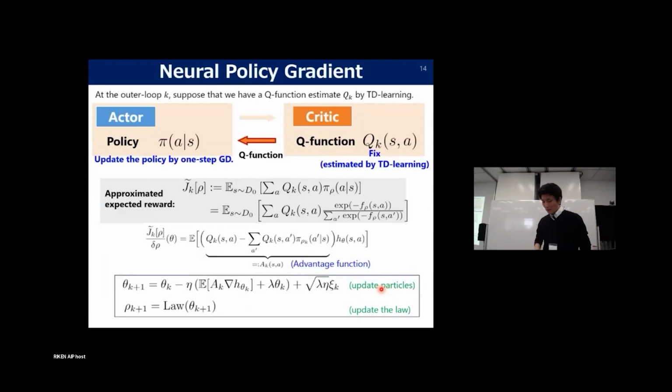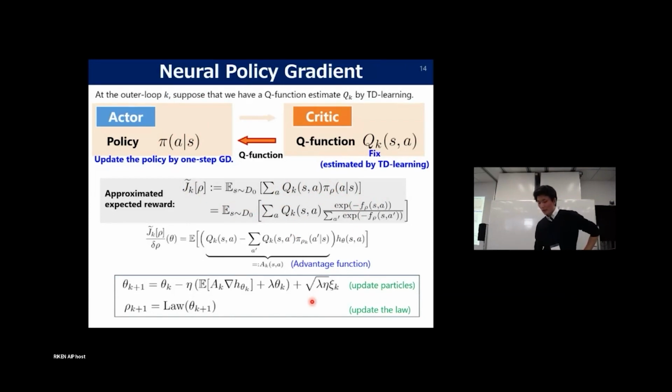Now we have an approximated Q function. Based on this Q function, we want to update the policy pi. The policy is updated to maximize the expected reward, which can be written like this. But now we replace the true Q function by an estimated Q function Q_K. We use this estimated Q function instead of the true Q function, then we update this policy with respect to the distribution rho. We update a neural network to characterize the policy distribution.